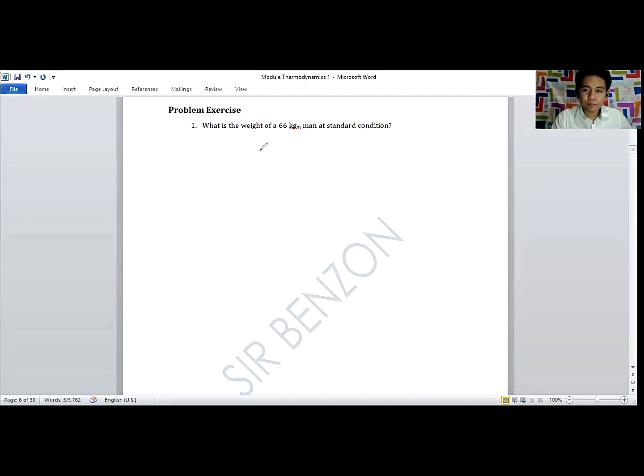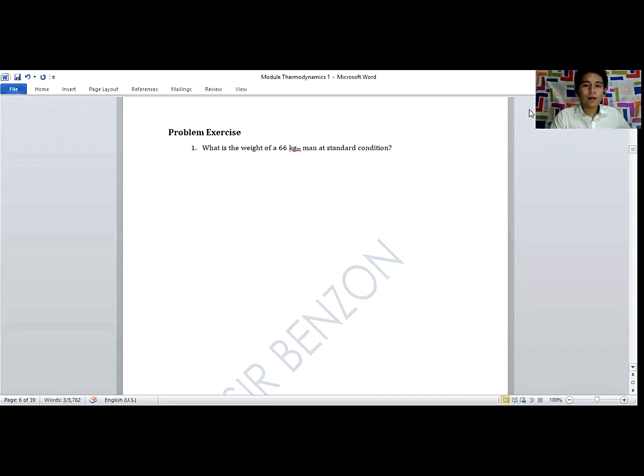At standard condition, what is the weight of a man? Just like what I said earlier, when the problem states that it is at standard condition, we should know the values of gravity for that kind of system. Since it is 66 kilogram mass, and kilogram is a metric system, we should know the value of gravity at standard condition in the metric system.